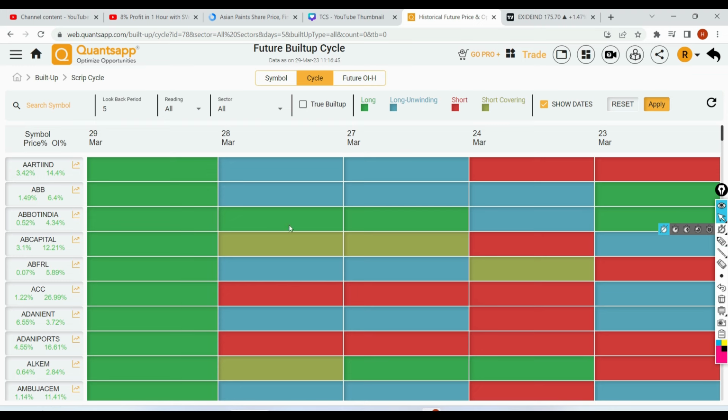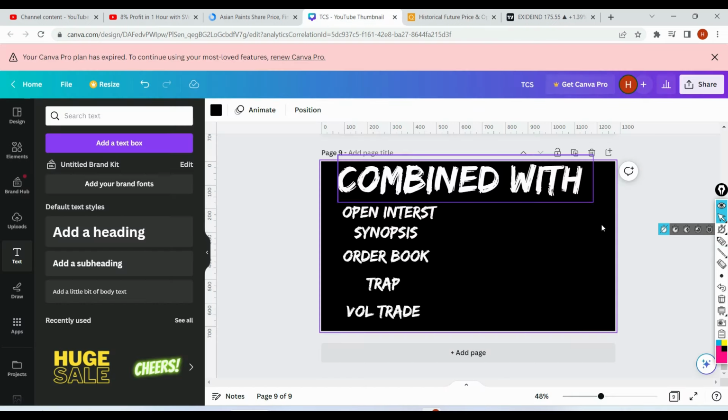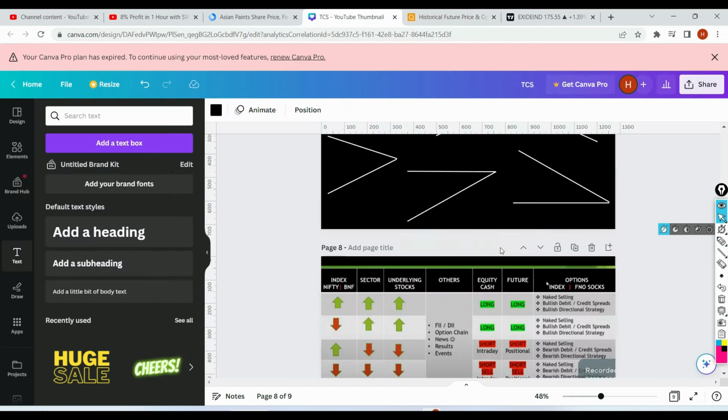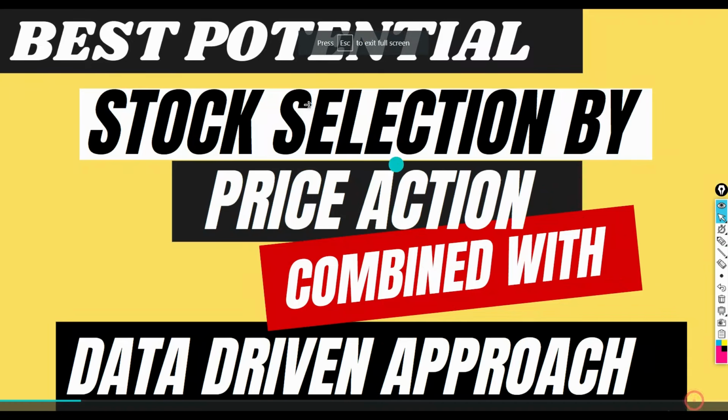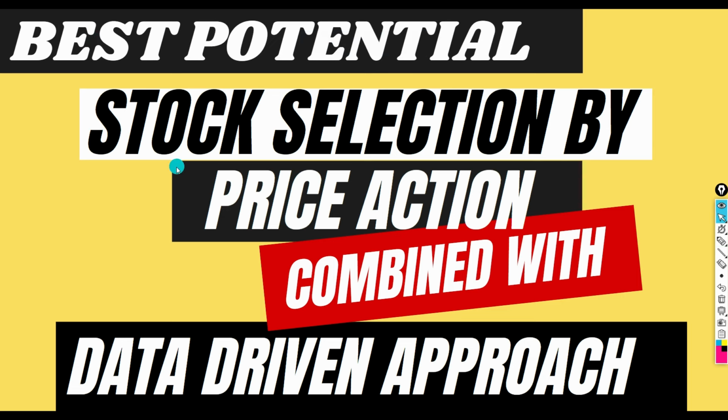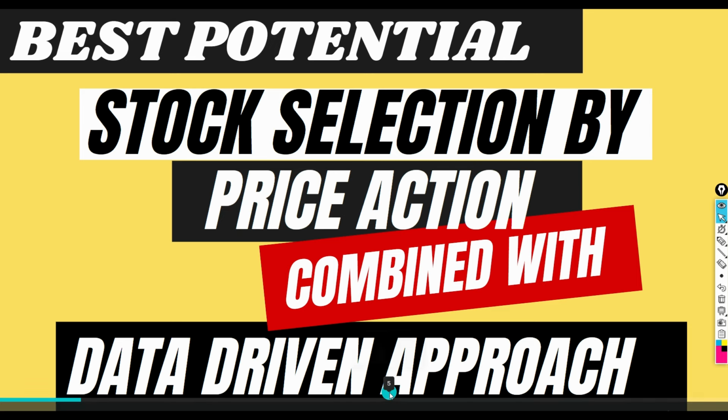How is this tool giving you all the data? It is based on data points like your open interest, basically your option chain. Based on all those data, this tool is giving you all this. So this is what we call the best potential way of doing stock selection: price action combined with the data-driven approach. So guys, I'll just put a full stop here.